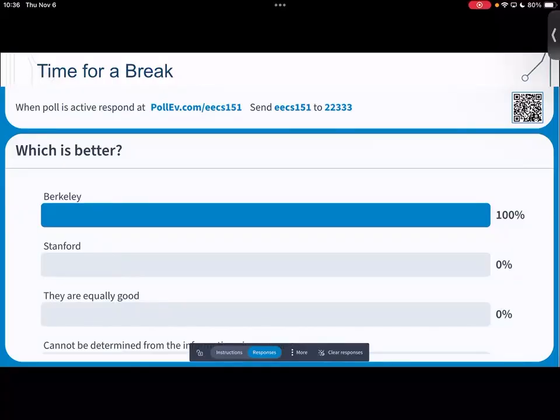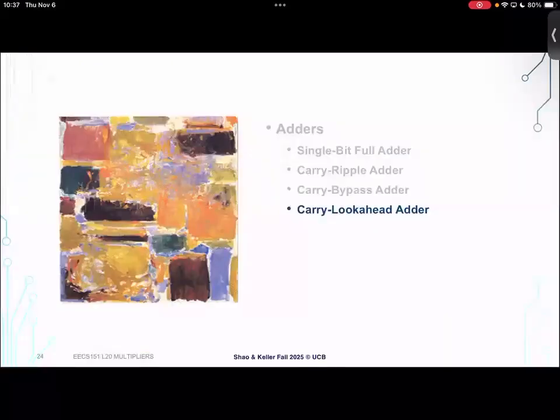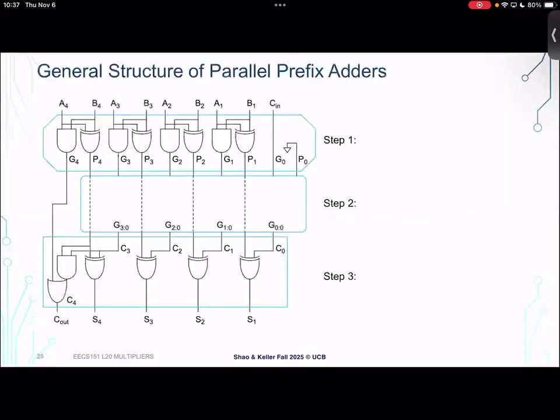Okay. For the remainder of the lecture, we're going to talk about the coolest kind of adders, which are these carry look-ahead adders, also called parallel prefix adders. So I want to talk at a high level about the structure of these parallel prefix adders first, just so you have some sort of conceptual framework when we start getting into the nitty-gritty details in a moment. So parallel prefix adders always look like some flavor of this, right?